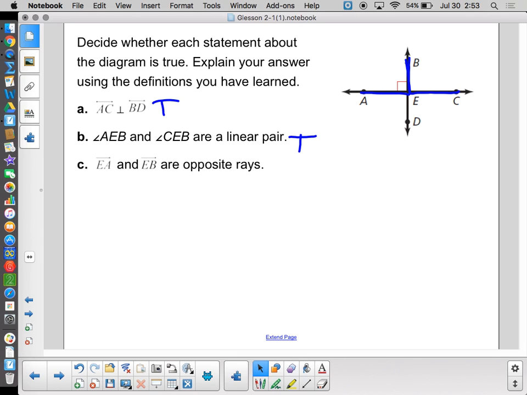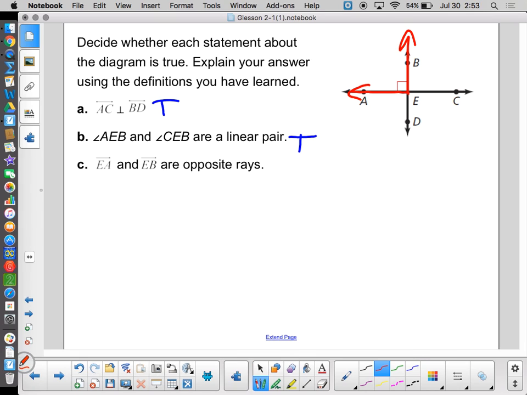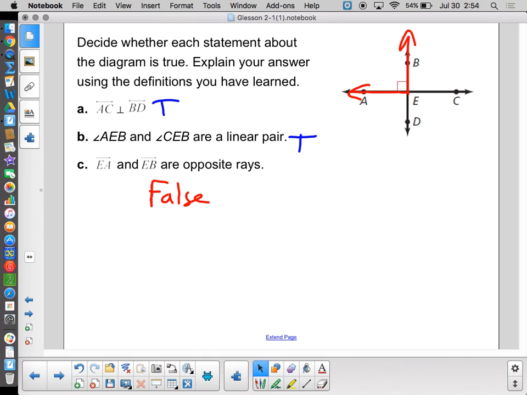EA and EB are opposite rays. Well, let's check and see. EA and EB: are those opposite rays? Nope, that's false. Explain the answer. That might be something like they do not lie on the same line. Opposite rays have to lie on the same line, or opposite rays have to form a straight angle. They do not form a straight angle, they're forming a right angle.